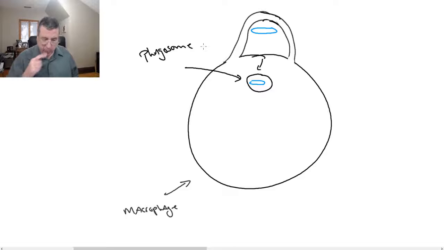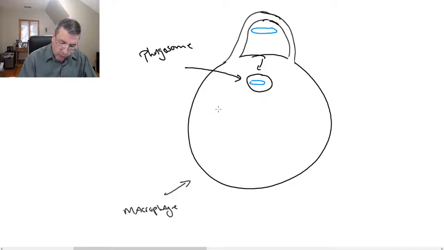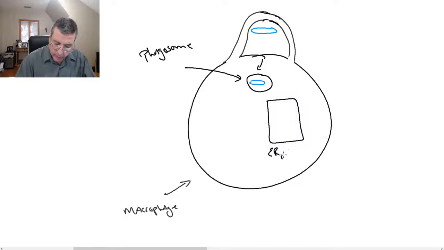Okay, that's what that structure is. Let's go through the process of what's happening at this point. So remember, let me break it down this way. Let's say we have our endoplasmic reticulum here. So this is your ER, rough ER.